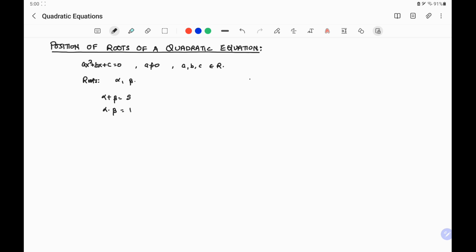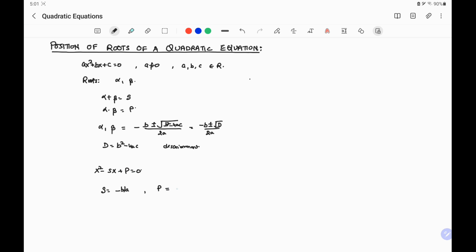the roots by p. Also, the values of these roots can be given by (-b ± √(b² - 4ac)) / 2a, which can be written as (-b ± √D) / 2a, where capital D is b² - 4ac, called the discriminant. In terms of the sum and the product of the roots, we can write the quadratic equation as x² - sx + p = 0, and this s can be written as -b/a, and the product of the roots p can be written as c/a.